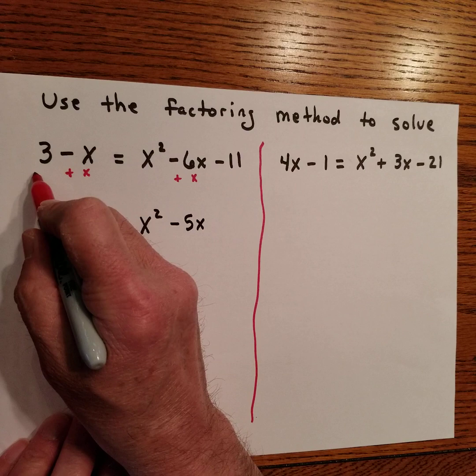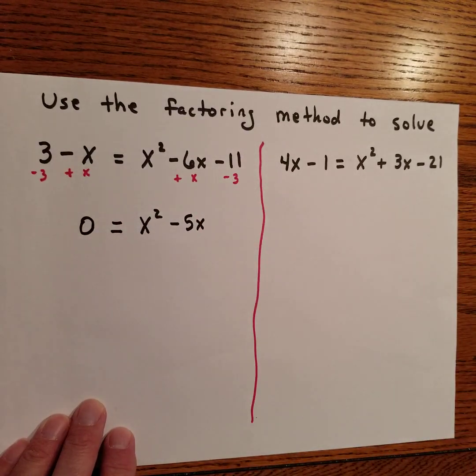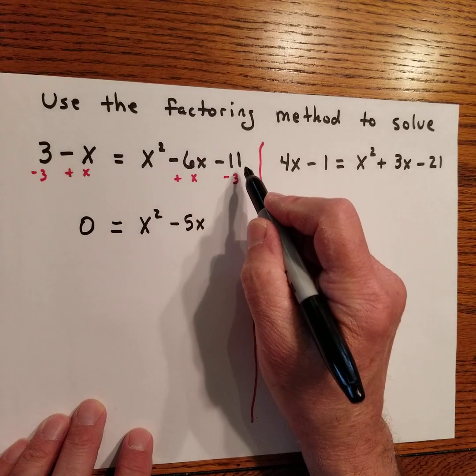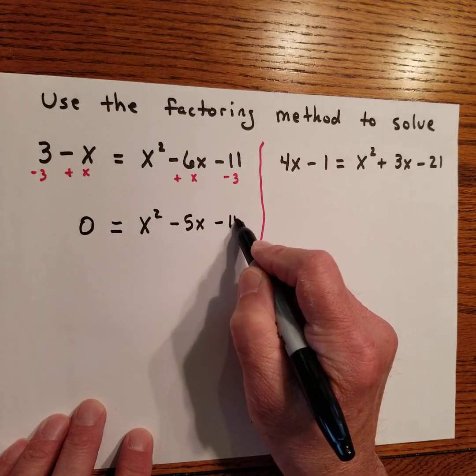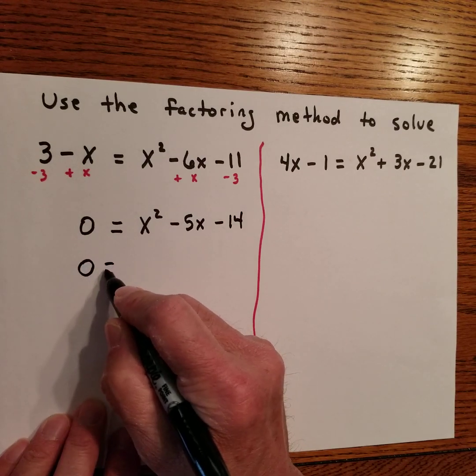This 3 should also go away. We'll subtract 3 from both sides. Negative 11 and negative 3 is negative 14. Now I'm in a good position to factor.